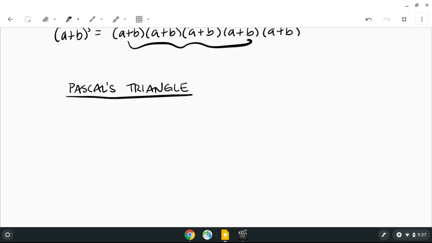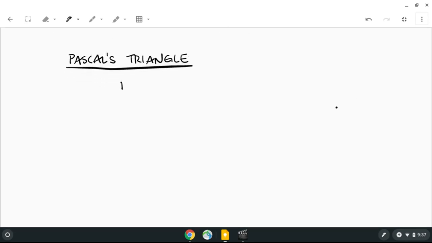Okay, so it starts off with a 1 at the very top, and then 2 ones over here. So you've got this triangle of ones that you start off with, and then everything else can be derived from here.